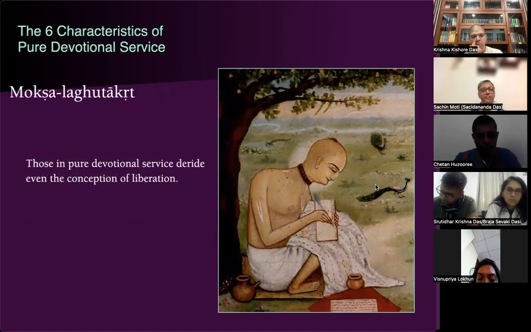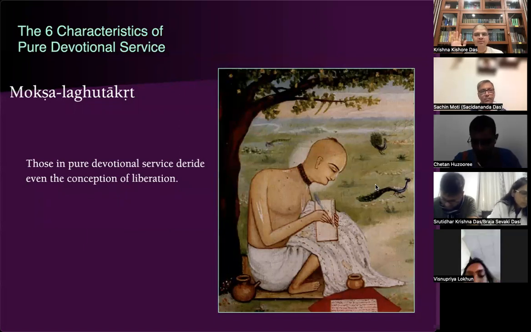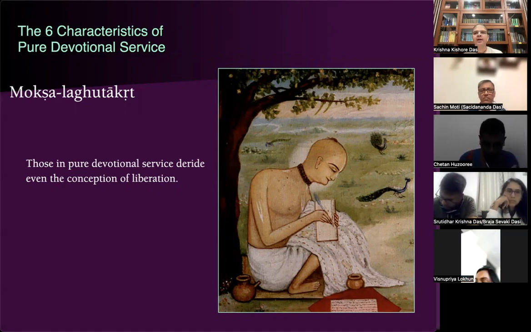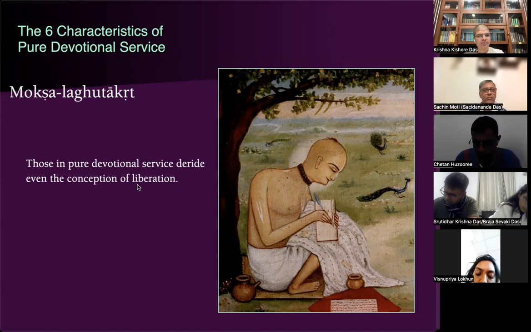The third quality is moksha-laghuta-krit. As I was discussing, those who are in pure devotional service deride even the conception of mukti, liberation. Now this mukti is of 5 types. You can note that, those devotees who remember, no problem. There are 5 types of mukti, liberation. 4 are positive mukti and 1 is negative mukti. So the first one is Sayujya Mukti.